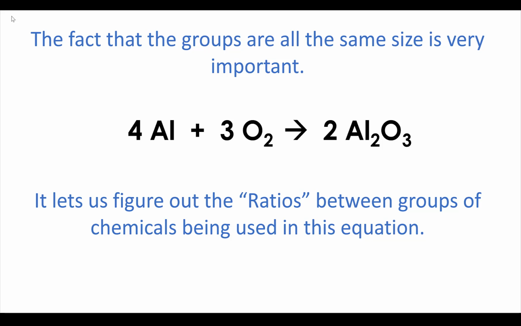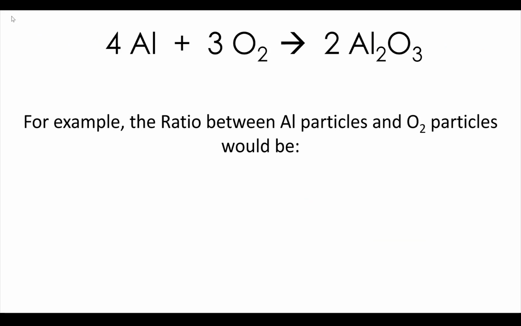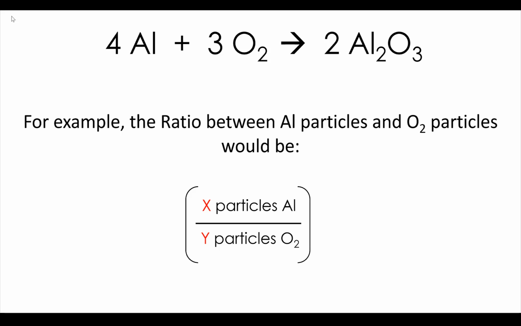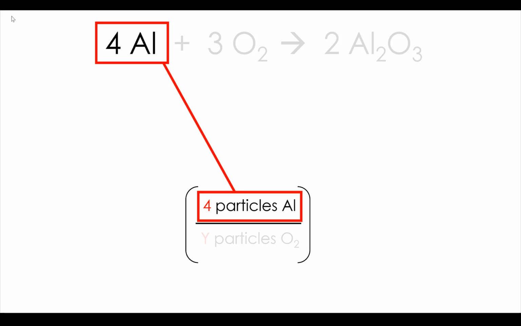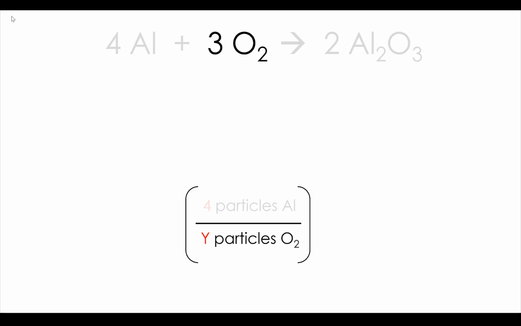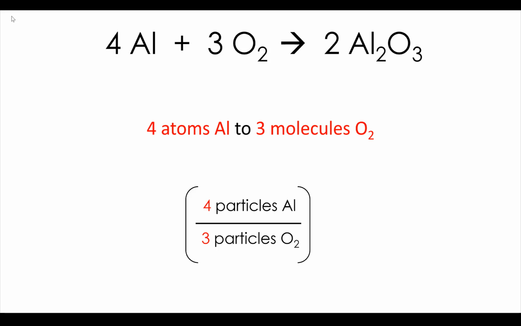The fact that all the groups are the same size is really important, and it lets us figure out the ratios between groups of chemicals that are being used in this equation. For example, if I wanted the ratio between aluminum and O2 in particles, it would be really easy to find. I would just look at the coefficients and figure out how many particles of aluminum I have to use, and then how many particles of O2 I have to use. By the way, a particle is a molecule or an atom or a compound, anything like that. So I would need 4 particles of aluminum to 3 particles of O2.